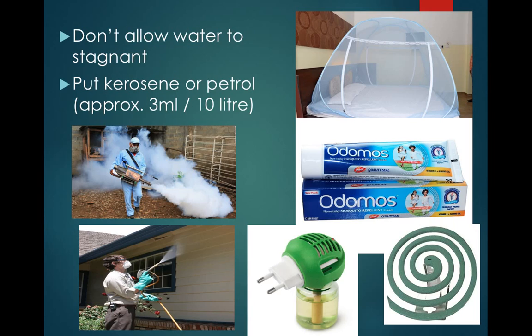We can also use insecticide sprays outside and inside the house, and we can use mosquito nets and mosquito repellent creams available in the market, and then mosquito repellent vaporizers, coils and so forth. Whatever is available in the area which can repel or kill mosquitoes must be used when there is dengue infection spreading in our area.